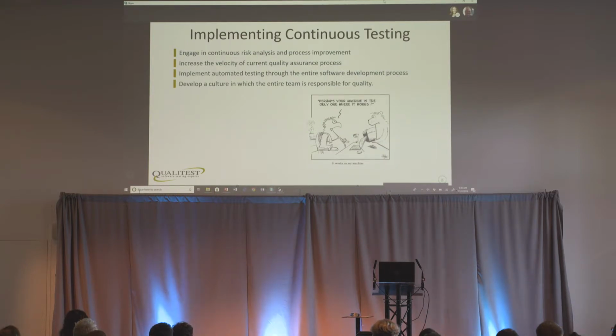We want to be able to increase the velocity of the current quality assurance processes. We want to implement automated testing through the entire software development process. And finally, but really most importantly, we want to develop a culture in which the entire team is responsible for quality. And that one can be really tough because, as much as in DevOps we work to eliminate those silos, it is difficult to get a real culture where everybody on the team is going to put quality first and be really sure that everything that they do meets quality standards.